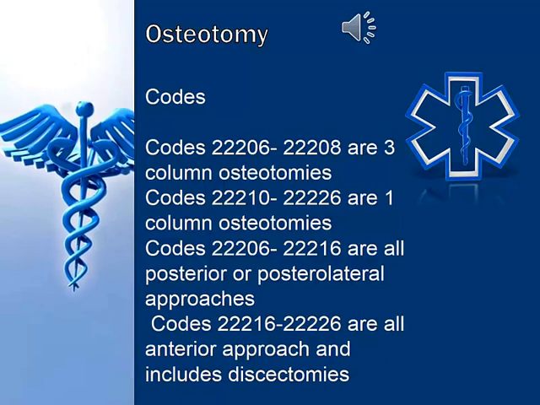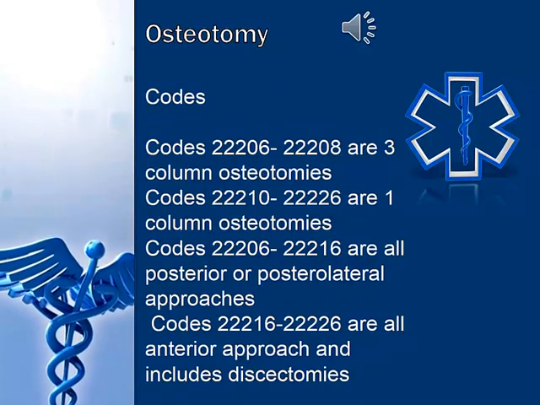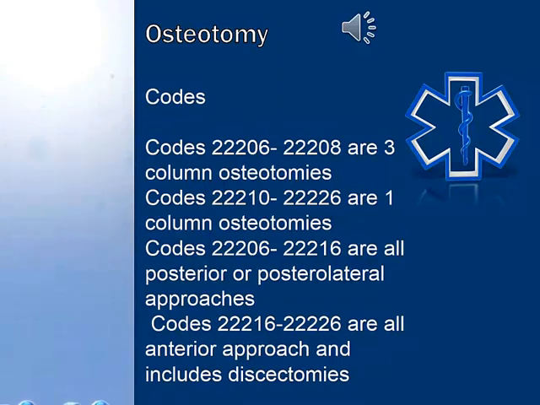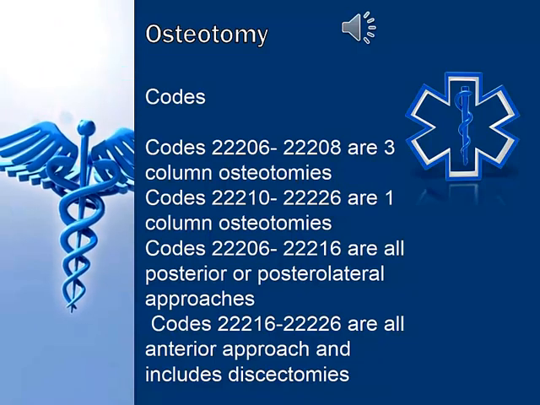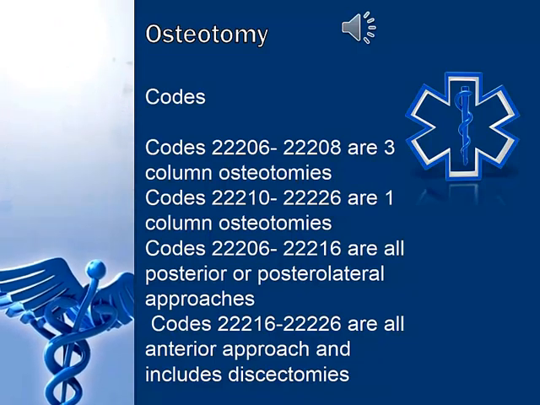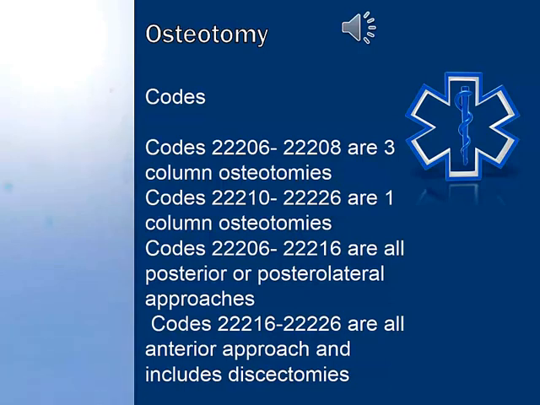You also need to pay attention to the fact that codes 22206 to 22216, these procedures are performed using posterior or lateral approaches, okay? Codes 22216 to 22226 are all anterior approaches, and they include discectomies when performed, okay? Highlight that information within your codes so you don't forget that, okay?